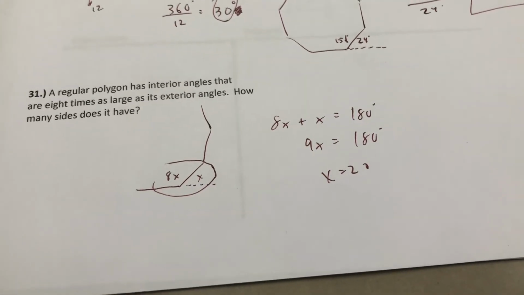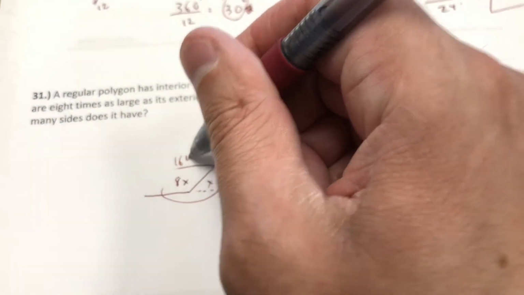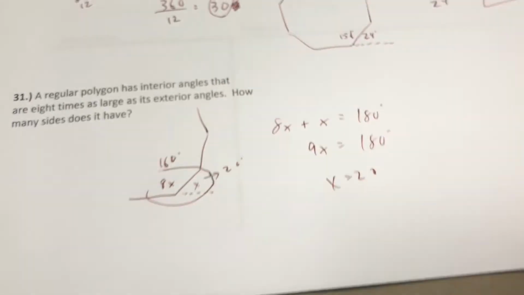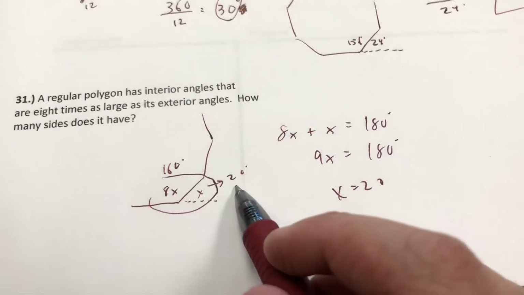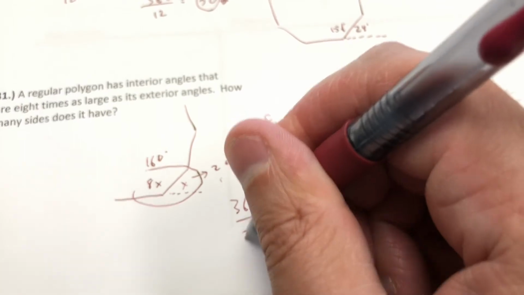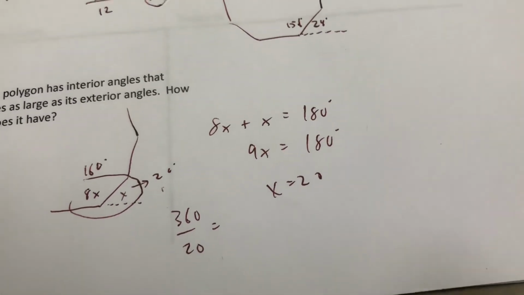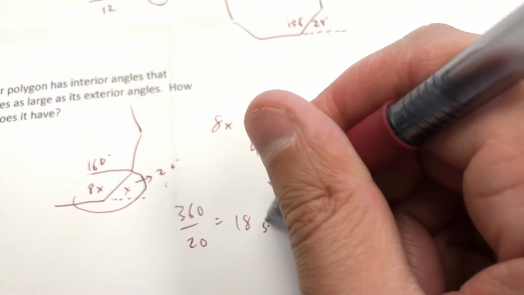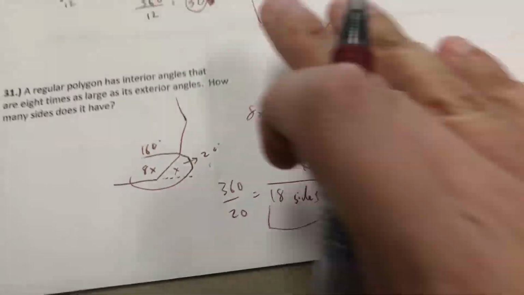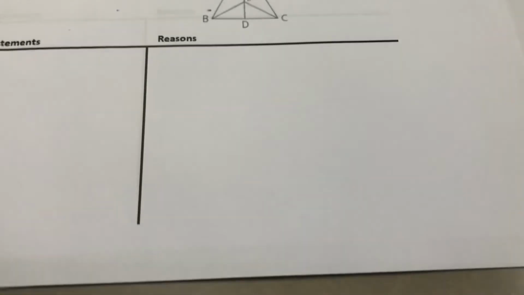And then I could fill the 20 back in. 8 times 20 is 160. And we have a 20-degree exterior angle out here. Remember, the exterior angles always add up to 360 degrees. So I would just use that exterior angle fact, and that's going to be 18 total sides. And that's all that's happening there.